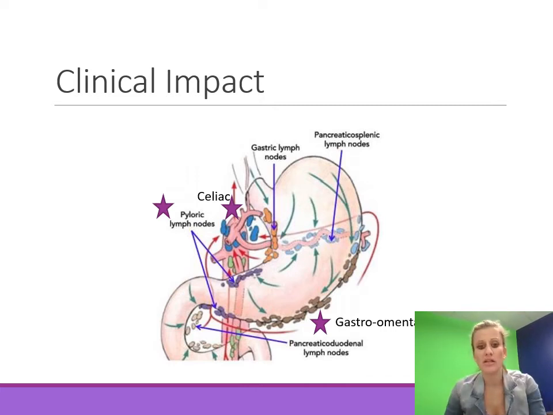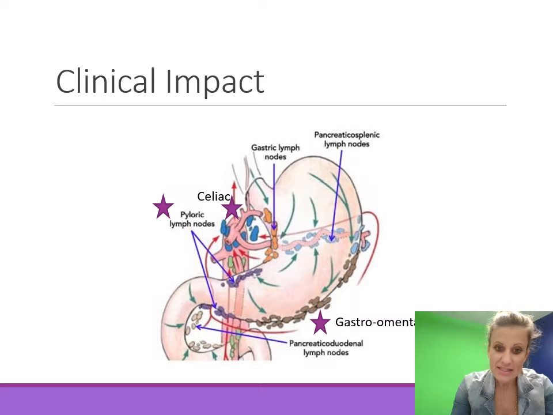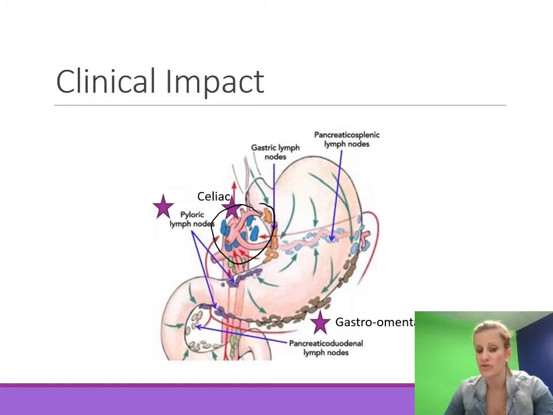Here we see all of the lymph nodes that are present in the stomach, and I've also highlighted those lymph nodes that are typically involved with stomach cancers, specifically carcinoma that would occur in the pyloric region. Just to look at the nodes to begin with, the celiac lymph nodes are the nodes around the celiac trunk. Again, those receive drainage from all of the other gastric nodes.